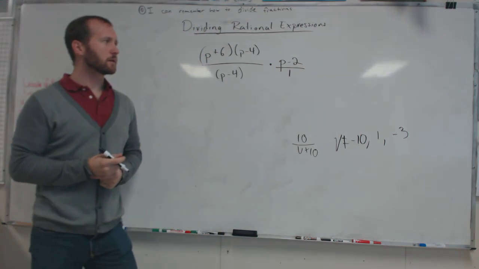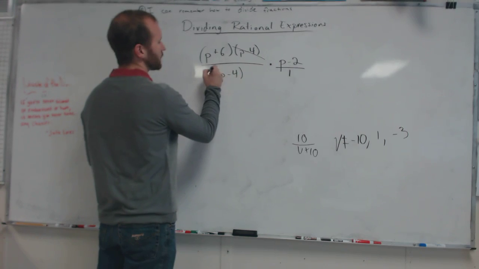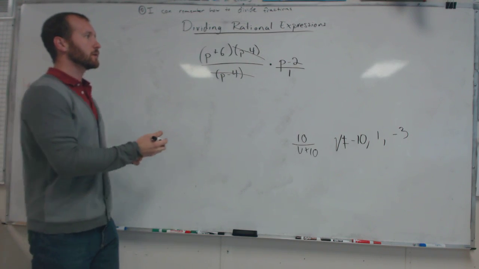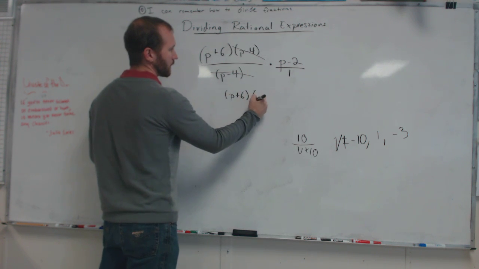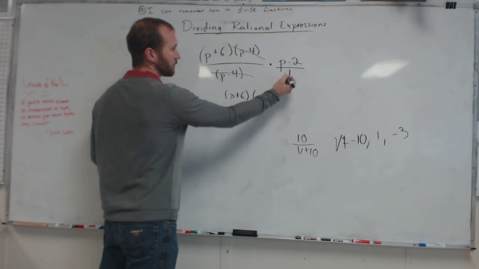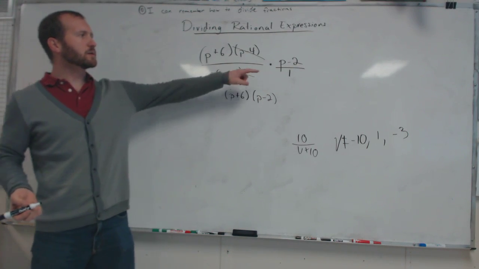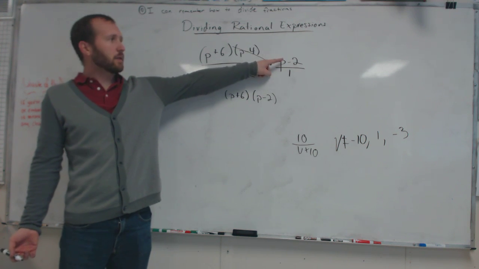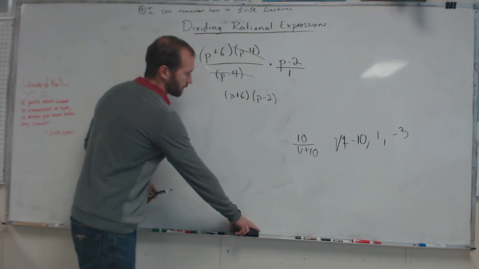You can cancel the P minus 4. In this example, this is sort of a silly example, but we would just cancel our P minus 4s. And then it would be P plus 6 times P minus 2. And I could actually get rid of the over 1 here. I don't actually need it. It's just important to remember sometimes you'll want to put it over 1 to help you remember, okay, this multiplies times this, and this multiplies times this.